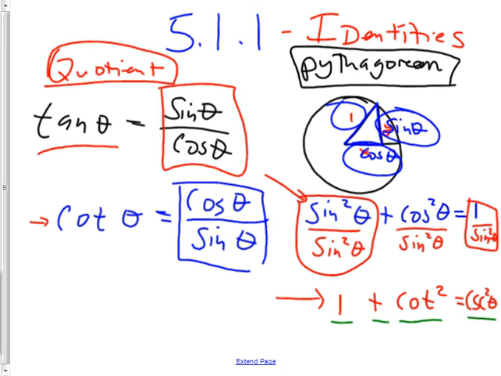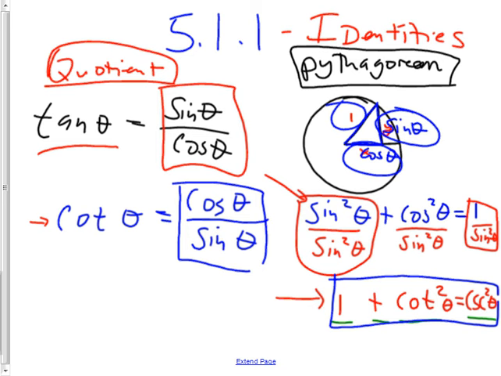I need a theta in there. I just noticed. Technically, any of these functions without an angle mean nothing. S-I-N means nothing in math. But sine of theta means something. Okay. So, here's your second of the big three.